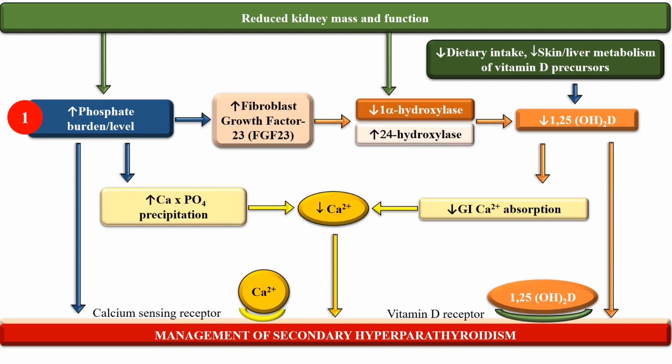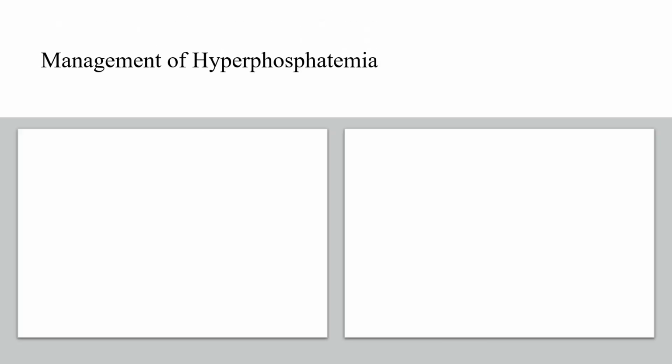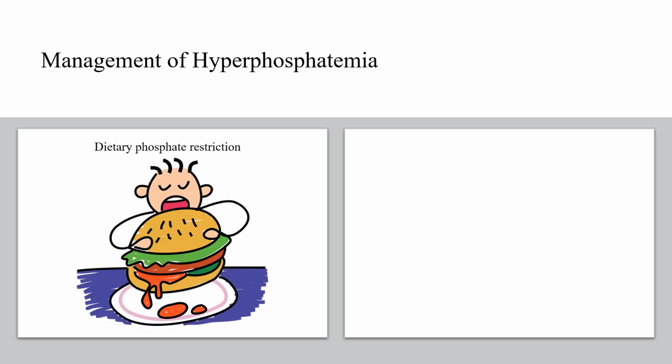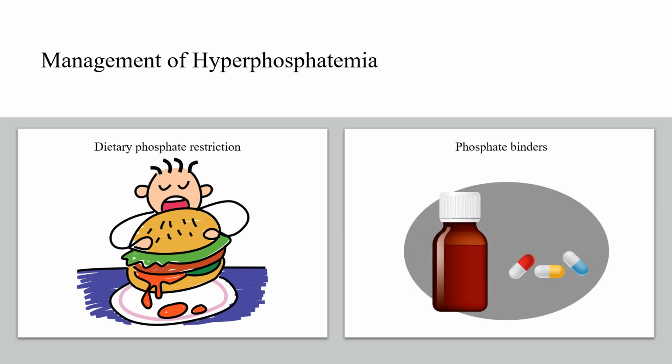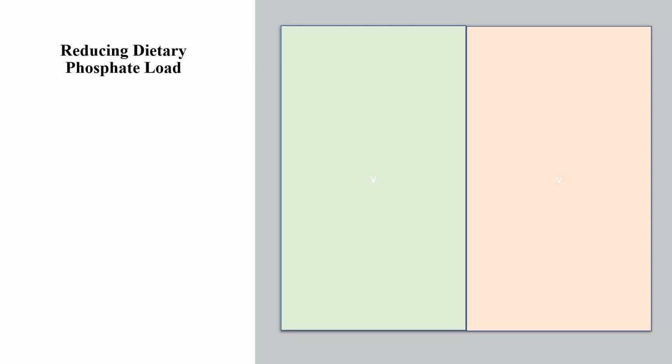Starting with problem number 1, phosphate retention and hyperphosphatemia. The management of phosphate retention leading to hyperphosphatemia includes dietary restriction and the use of phosphate binders. What is involved in dietary phosphate restriction?